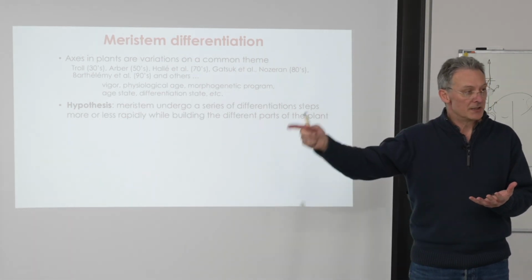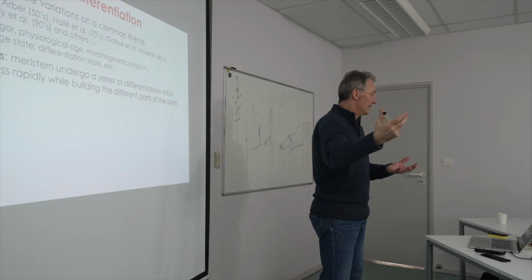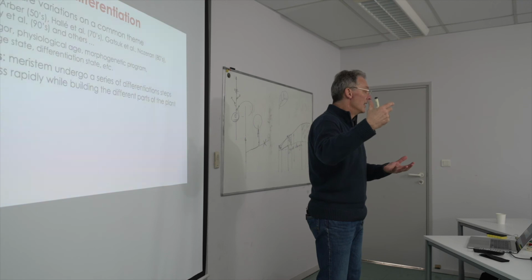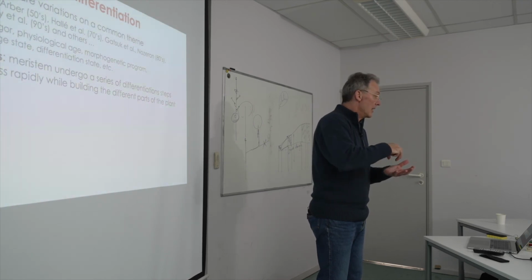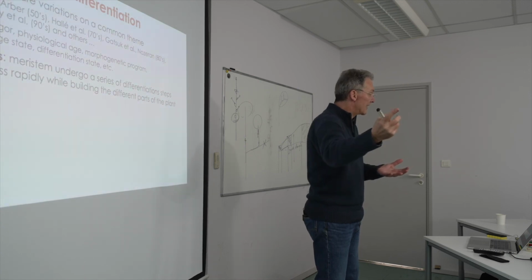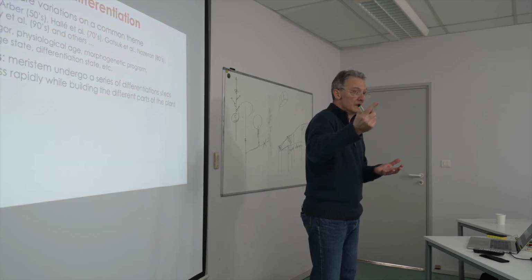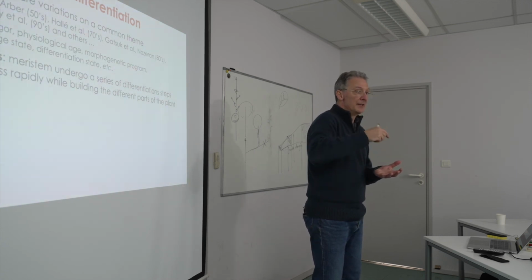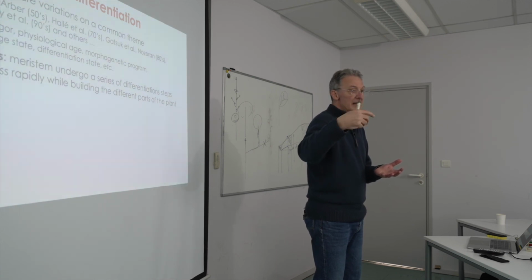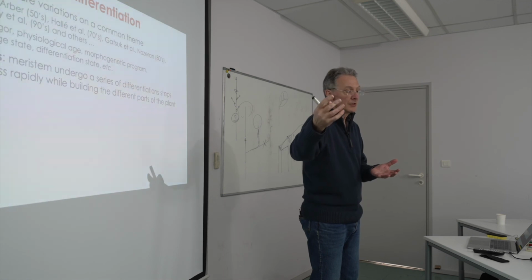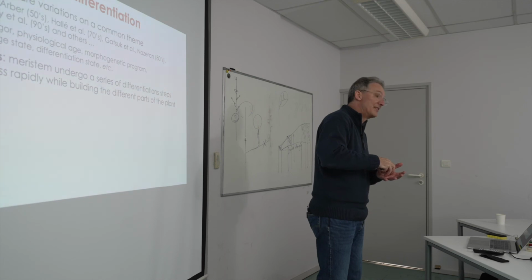So we need to link this notion of axis, types of axis, physiological age, to the meristem. How can a meristem produce a certain axis with a certain physiological age? And to make this link, we will assume that the same types of axis, with the same physiological age, will be produced by meristems that are in the same physiological state.